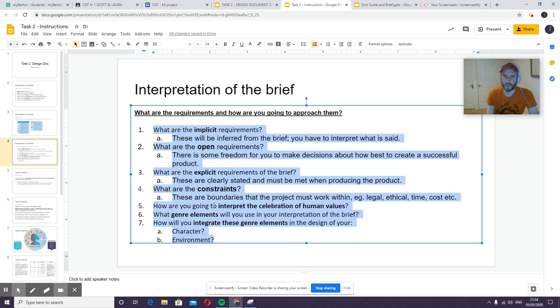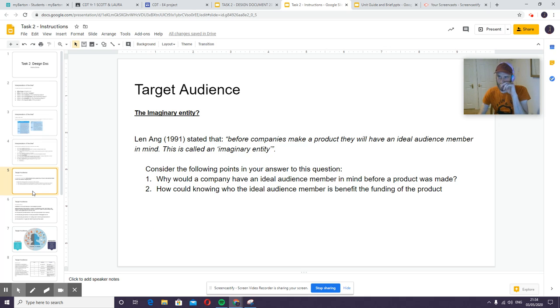And then the same thing with the environment. Are you sticking with these kind of standard haunted house tropes, or are you going to do a kind of paranormal activity take on the horror genre and have it set in a modern bedroom? Okay, so that's the interpretation of the brief slide. The next slide you're going to be doing is the target audience one.